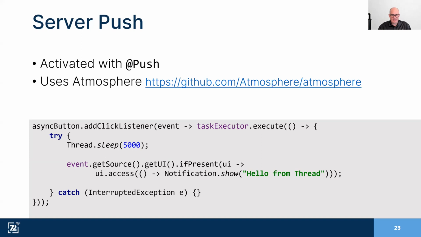And this is very handy because you absolutely don't have to do anything to use that, only add the push annotation to your application, and that's it. In the background, Vaadin will use Atmosphere. Atmosphere is a WebSocket framework that also has fallback mechanisms if, for example, the WebSocket communication is not possible for firewall reasons, for example, or something like that.